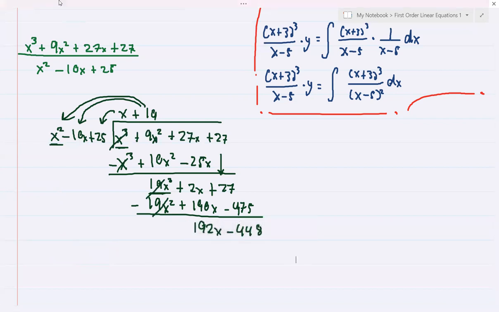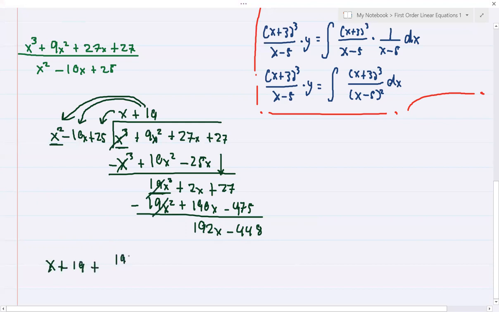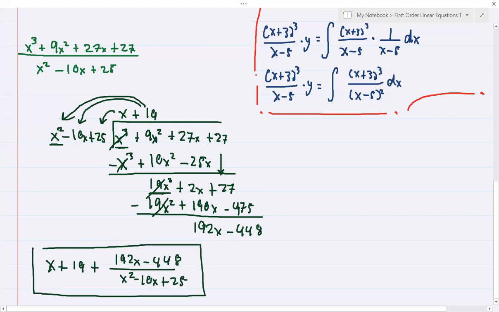So therefore, what would be the simplified form? The simplified form is x plus 19 plus 192x minus 448, all over x squared minus 10x plus 25. That is the simplified version for this one.